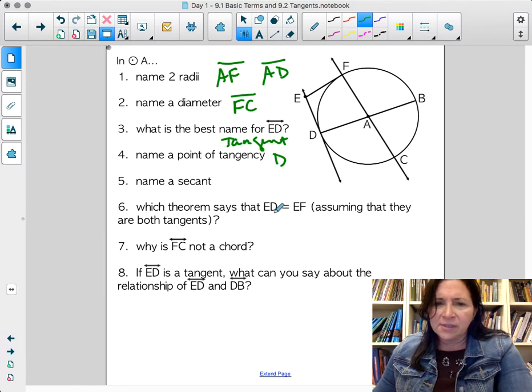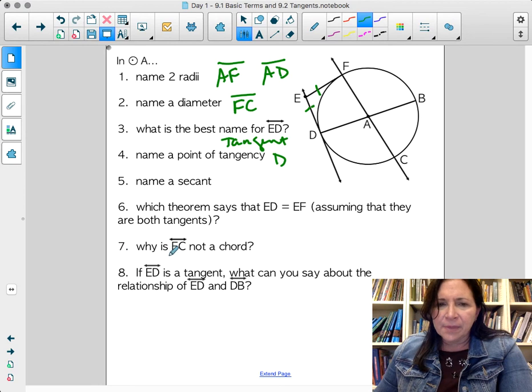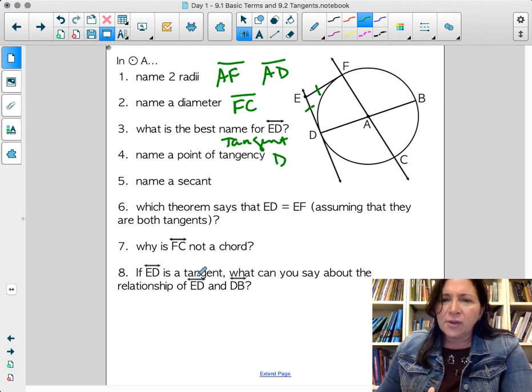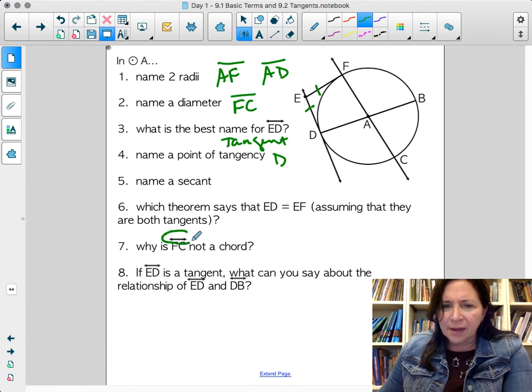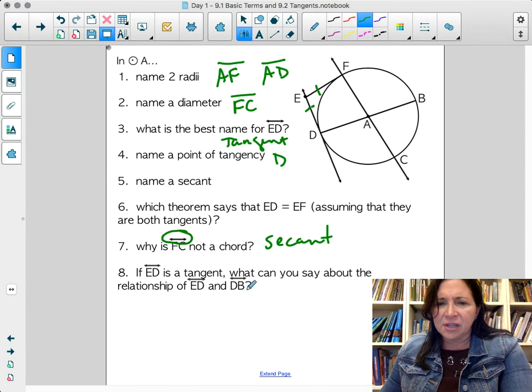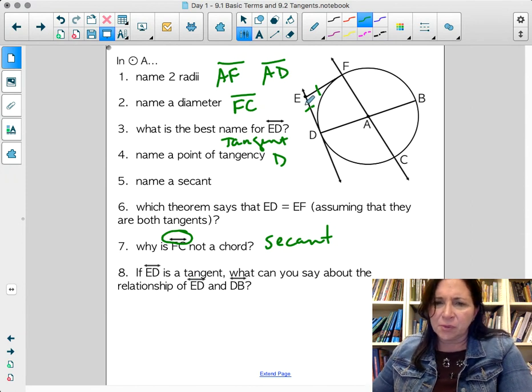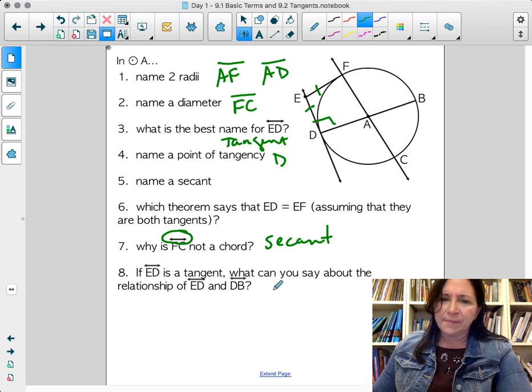Which theorem says that ED is equal to EF? That's our ice cream cone theorem. FC is not a chord, because FC is a secant. See this right here? That's a line, and it's because it's a secant. ED is a tangent. What can you say about the relationship between ED and DB? Well, they're perpendicular.